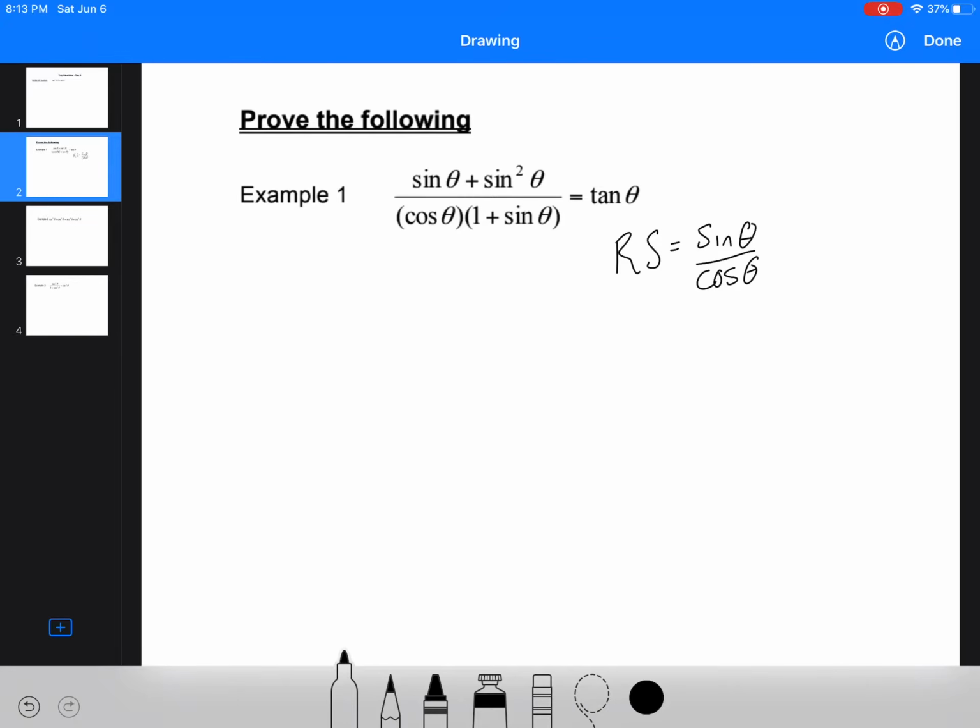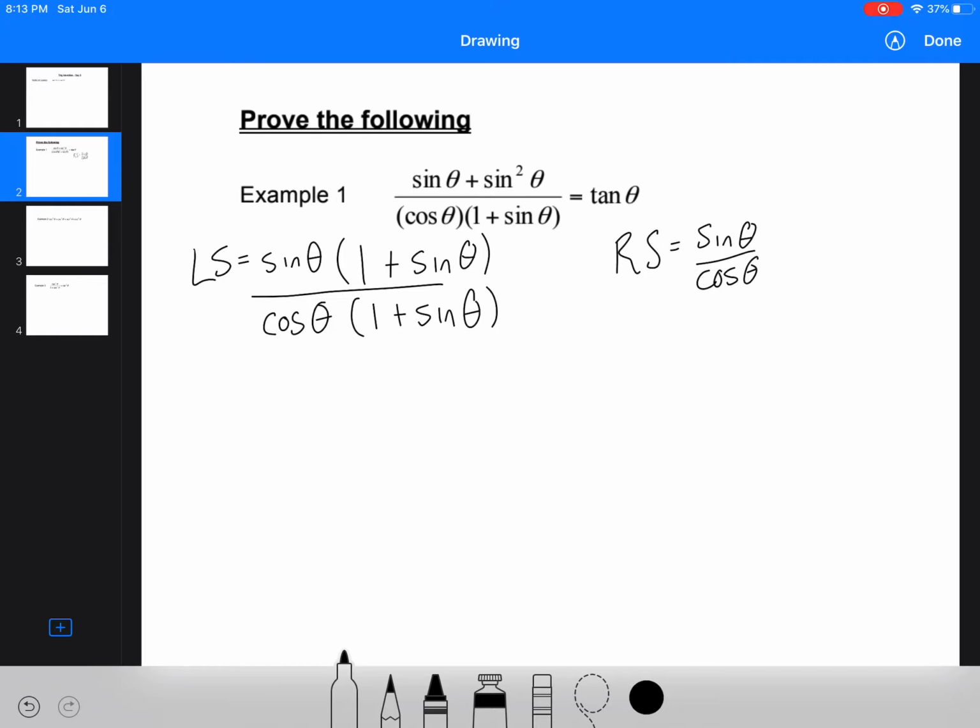Oh, we've got the right side I've already written in there is equal to sine over cos. Now the left side, this one's actually really simple if you remember factoring. I'm going to factor a sine theta out of the top. And I'm going to have 1 plus sine theta over cos theta, 1 plus sine theta. And if I look, the answer is actually right in the middle there. These two terms will cancel out, and I'm left with sine theta over cos theta.